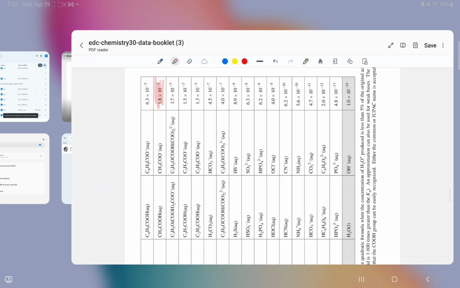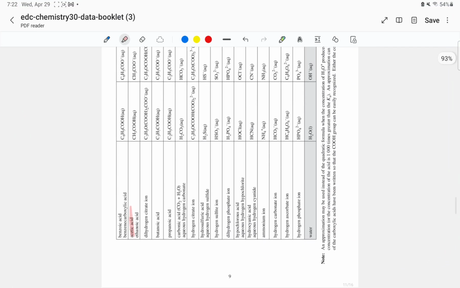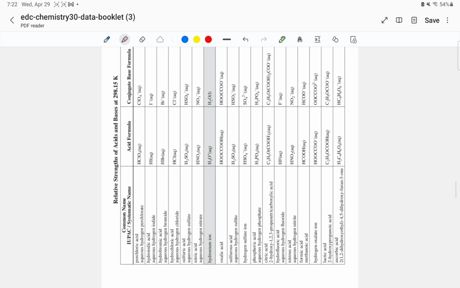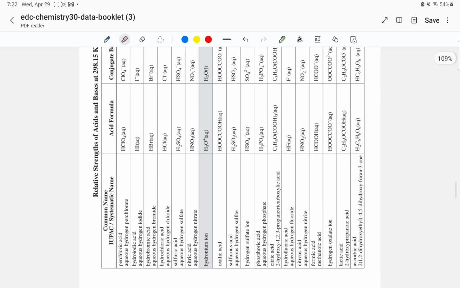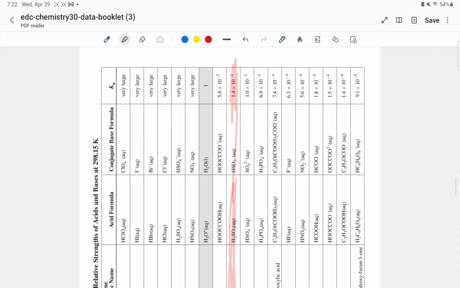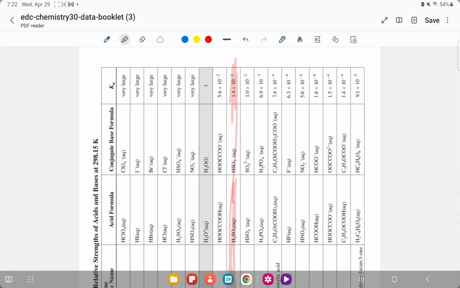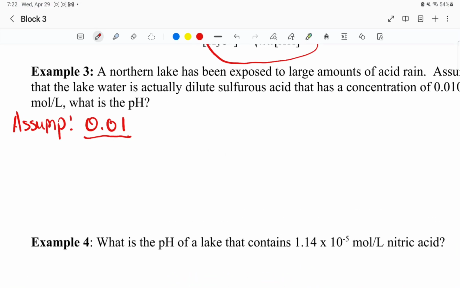Let's go find sulfurous acid real quick. Here we go, back on the data booklets. We are now playing the game of who has the best eyes. Oh, I see it. Sulfurous acid right here. If I keep going, I see that the Ka is 1.4 times 10 to the negative 2. So let's divide them and see. Again, we want to see that it is bigger than 1,000. Let's do that real quick. 0.01 divided by 1.4 times 10 to the power of negative 2. Boom.